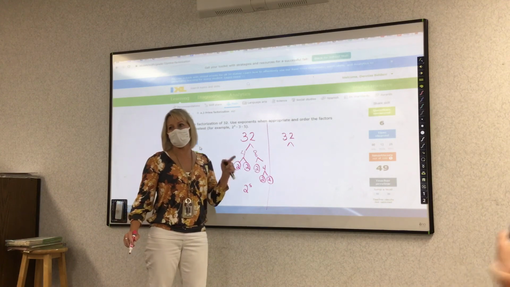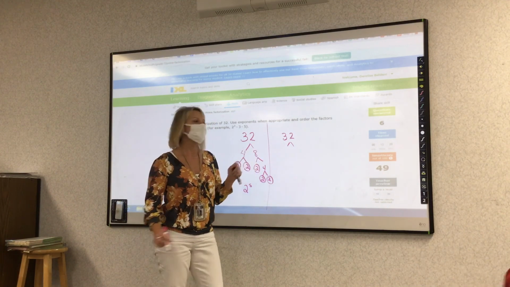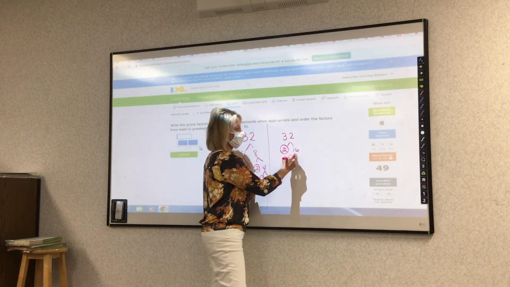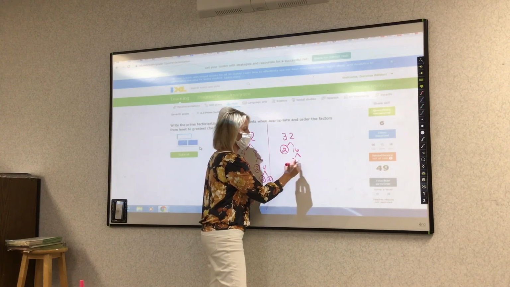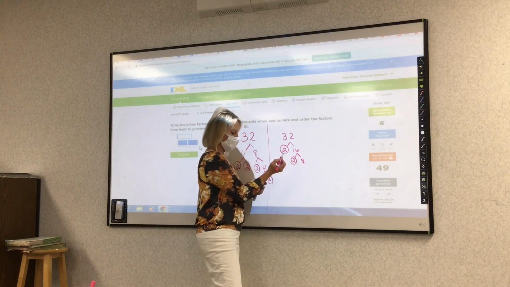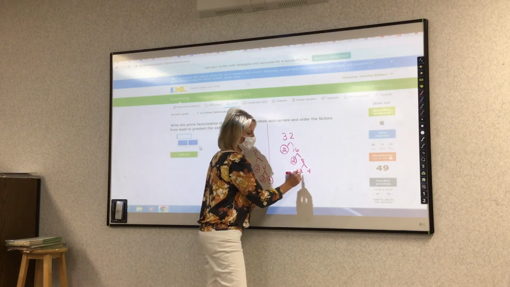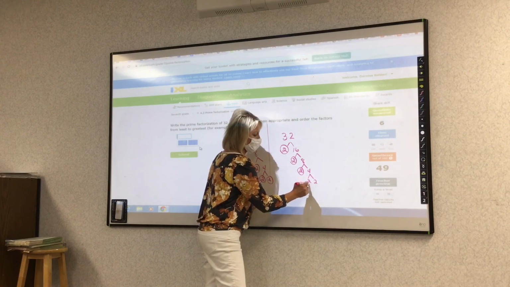But now watch it this way. Let's just say I don't know my facts, but I know it's an even number. So what can I divide it by? 2 and 16. 2 times 16. 2 is prime. Then I know 16 is also an even number, so I'm going to do 2 and 8. Circle the 2, that's prime. 8 is an even number, so I'm going to do 2 and 4. Circle the 2. And then 2 times 2.